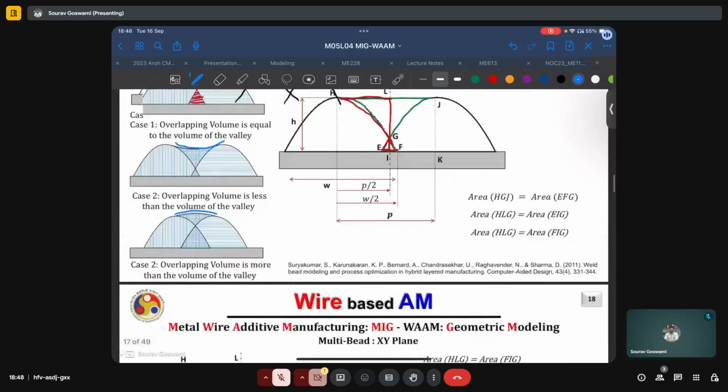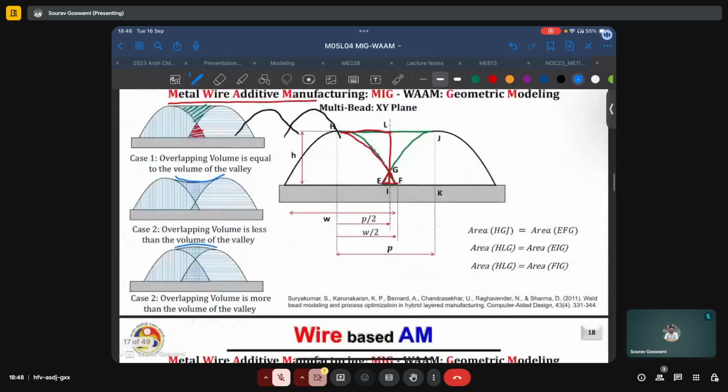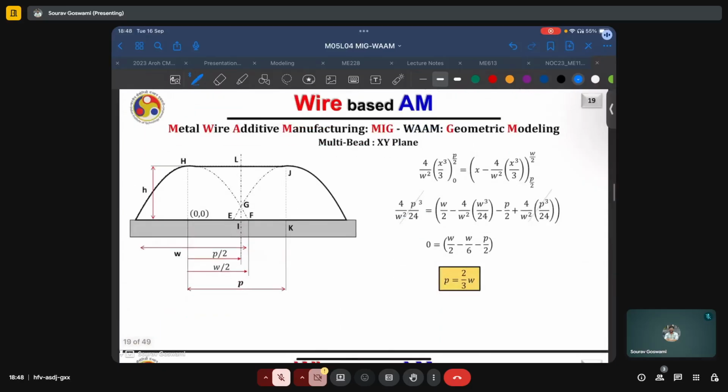This has been taken from this work cited here at the bottom. I have not gone through this paper, so I'm not sure whether they also included some experimental validation or verification. But it will be really interesting to see if this works out.